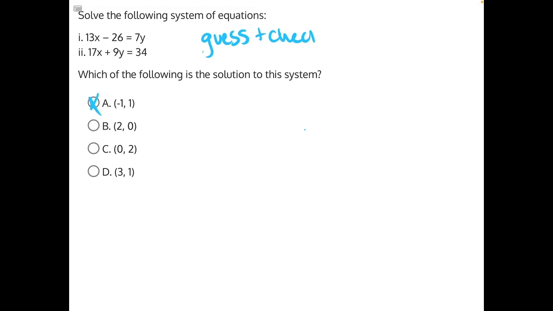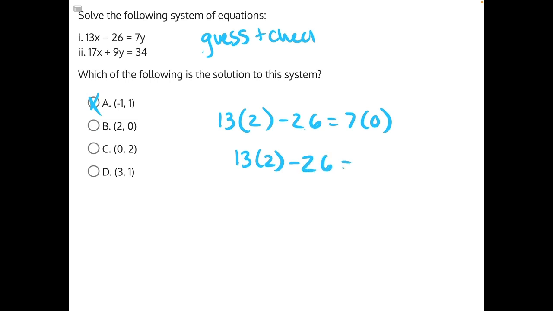For answer choice B, we'll use the same equation, 13 times x, which is 2, minus 26 equals 7 times y, which is 0. Anything times 0 is just 0. So we will have 13 times 2 minus 26 equals 0. 13 times 2 will give us 26 minus 26 equals 0. And 26 minus 26 does indeed equal 0. So it worked for the first equation.